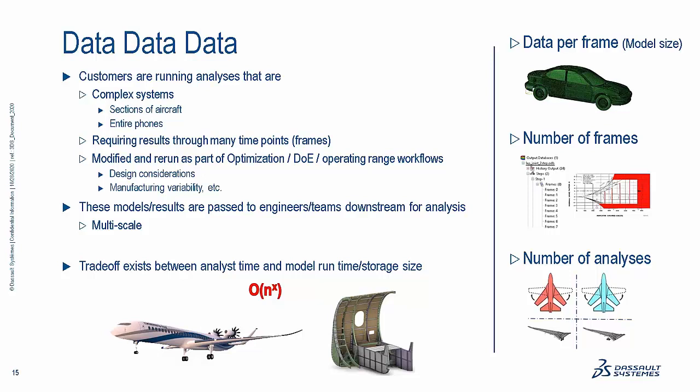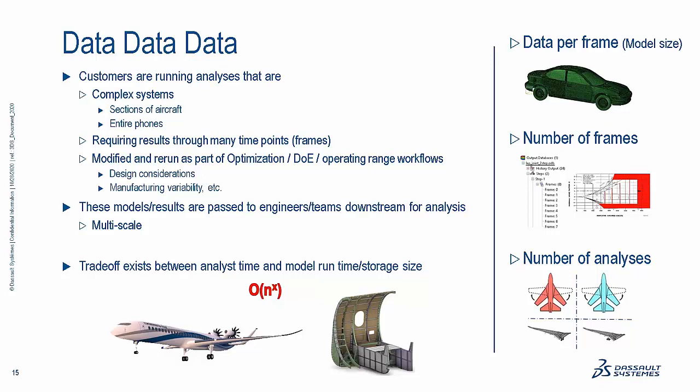So if I had a section of a wing, for instance, I might want to toss an individual rib of that wing down to an engineer and say, hey, are we passing limit load? And I don't want to have to give half of the wing down to that engineer, because they don't need millions of elements. They only need 10,000 or something. And so there's a trade-off between the analyst time and the model run time and the storage size.